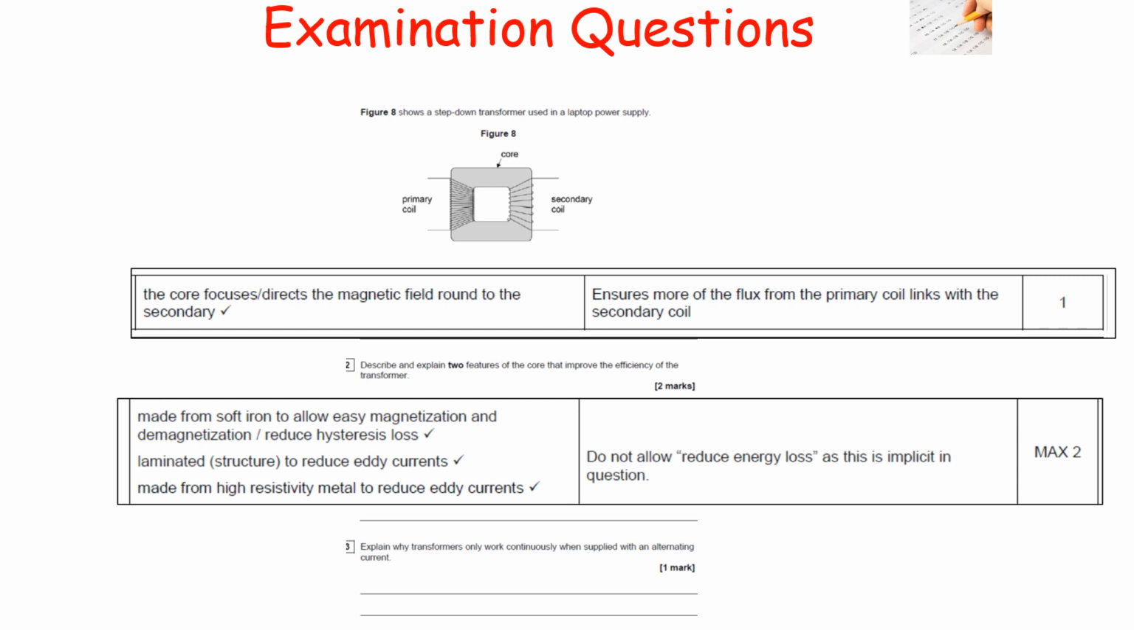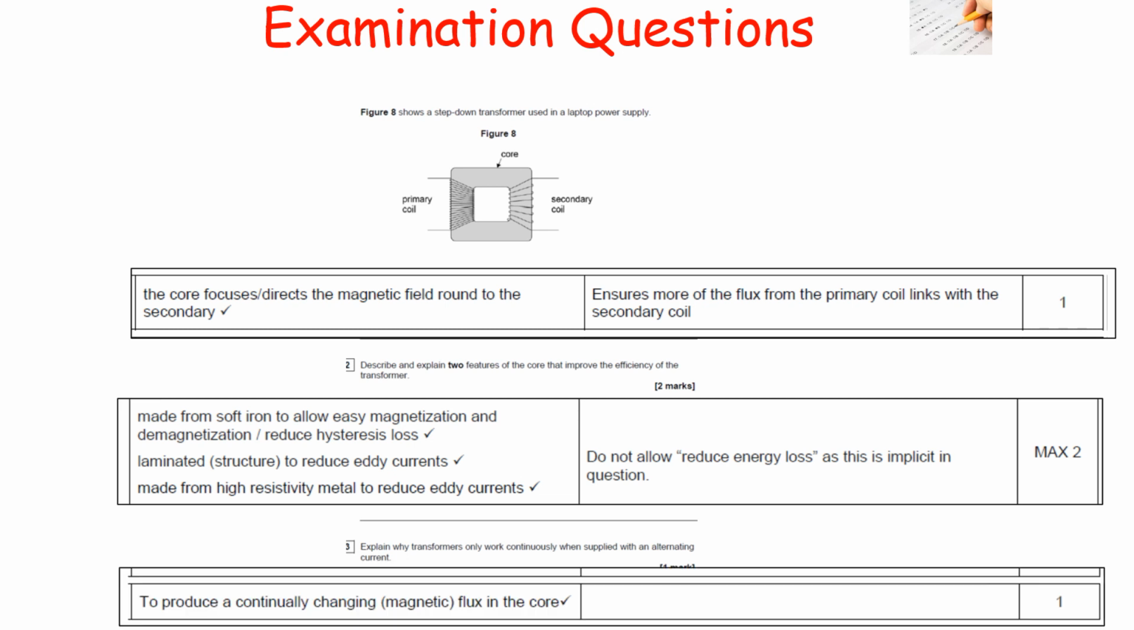Now explain why transformers work continuously only when supplied with an alternating current. Well, it's because an induced EMF is produced by a change in magnetic flux linkage. That is Faraday's law. So the alternating current will produce a change in magnetic flux linkage, because the alternating current produces a magnetic field that goes backwards and forwards, so you get your change of flux in the core.